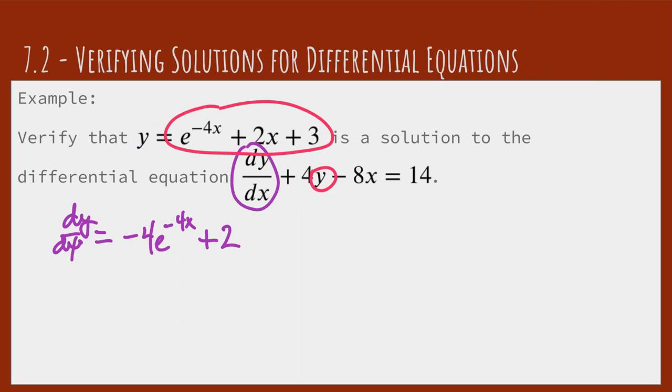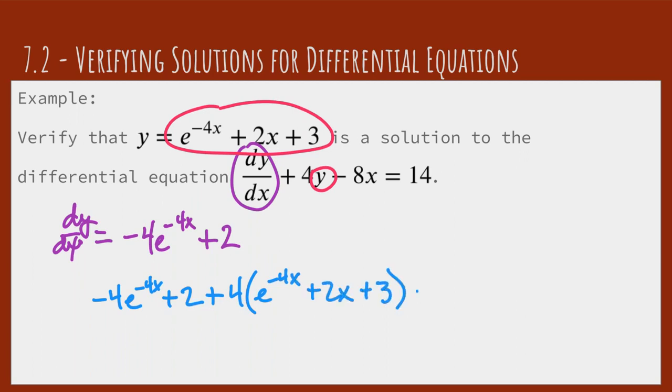So instead of dy dx, we've got negative 4e to the negative 4x plus 2, plus 4 quantity e to the negative 4x plus 2x plus 3, minus 8x equals 14. And since we're verifying this, we don't know for sure that these are equal yet. What we're really trying to do is check to see if they are equal. So I'll usually write a question mark above the equal sign right now because we don't know that they're equal until we do some simplifying.